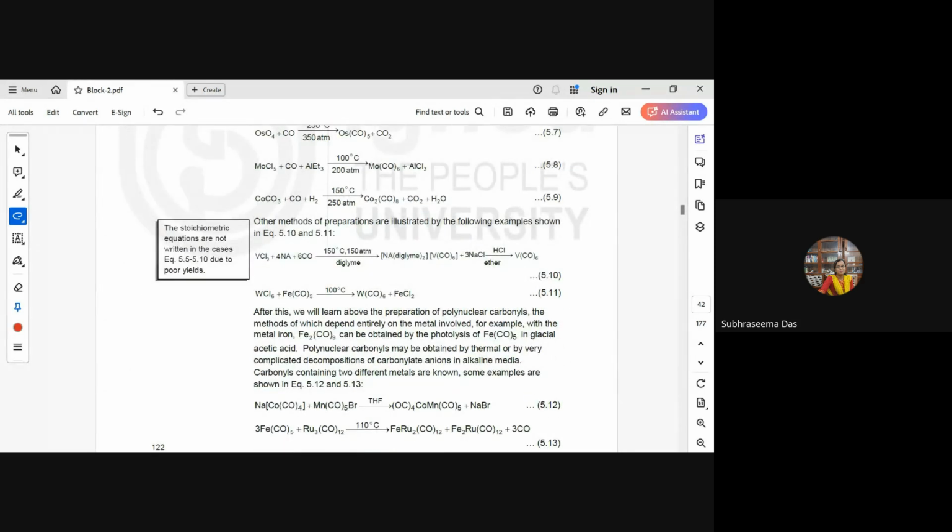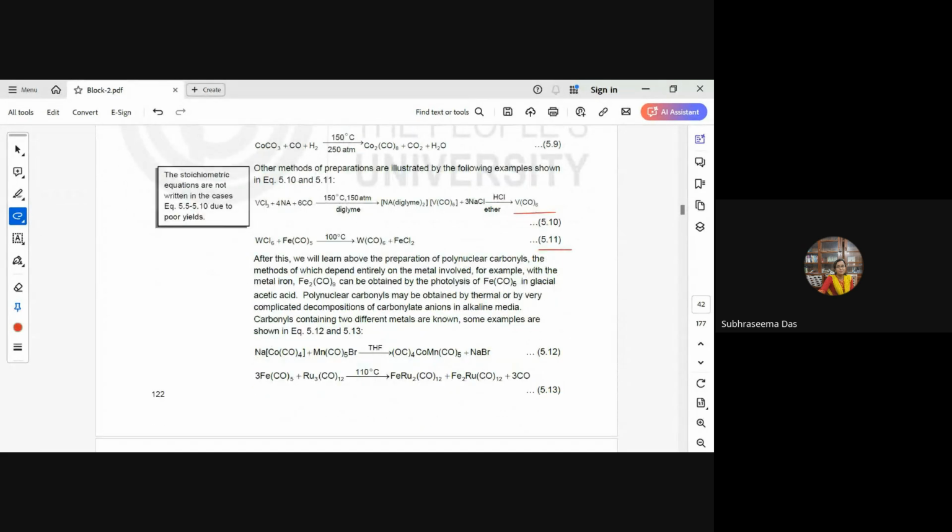Other methods of preparation are represented in equations 5.10 and 5.11. In 5.10 we can see the preparation of VCO6 using diglyme, and in equation 5.11 we can see the preparation of tungsten hexacarbonyl. So these are some of the unconventional methods. The three methods that we studied are used particularly for the synthesis of simple metal carbonyls.